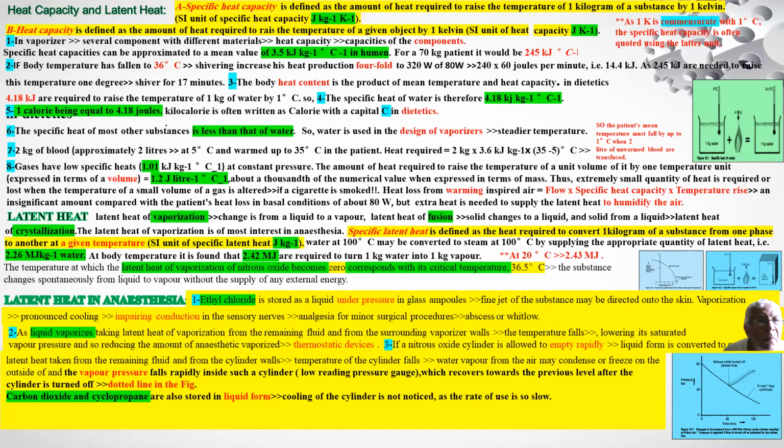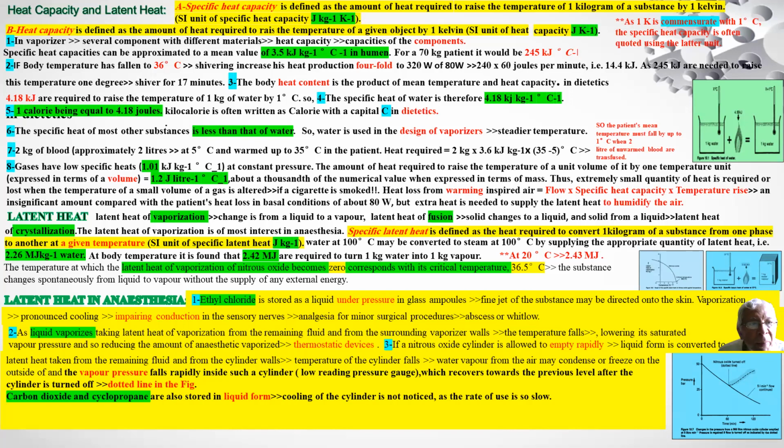Bismillah ar-Rahman ar-Rahim. Heat capacity and latent heat. We will mention two items. First of all, specific heat capacity is defined as the amount of heat required to raise the temperature of 1 kilogram of a substance by 1 Kelvin. In the SI system, its unit is joule per kilogram per Kelvin.